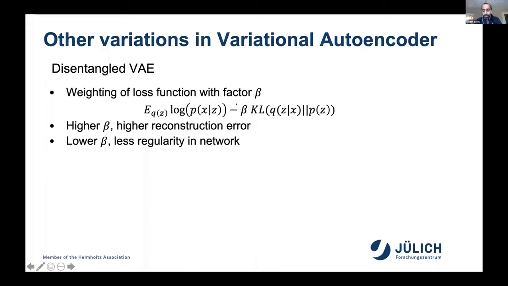As you can imagine, if the beta is very low, then you would weigh this term higher, and this corresponds to the reconstruction error. So for a low beta, you would essentially end up with a vanilla autoencoder. But if this is very high, then you would have higher reconstruction error, but you would have a more regularized network, since this KL divergence adds regularization to the network.